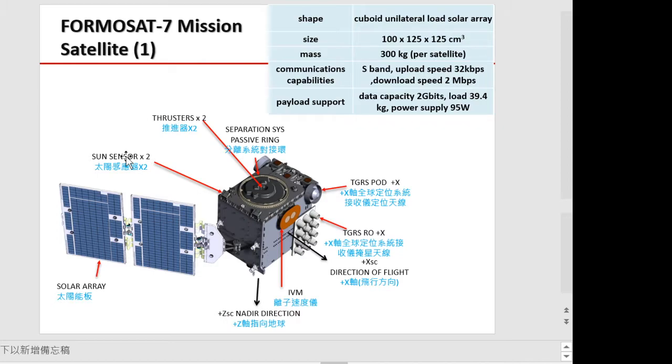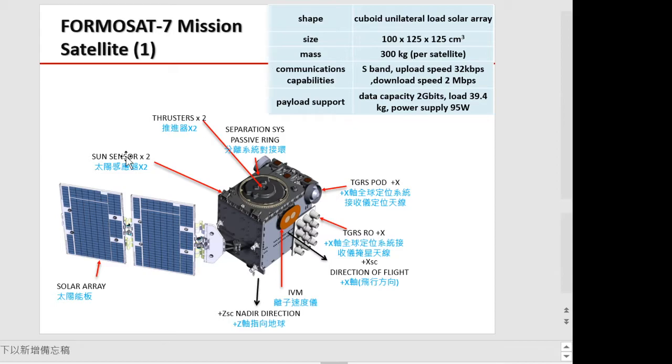This slide gives you some idea about the Formosa 7 satellite. The shape is a cuboid with a unilateral low solar array. The size is about 125 centimeters. The mass is about 300 kilograms. The communication capability is we are using S-band.